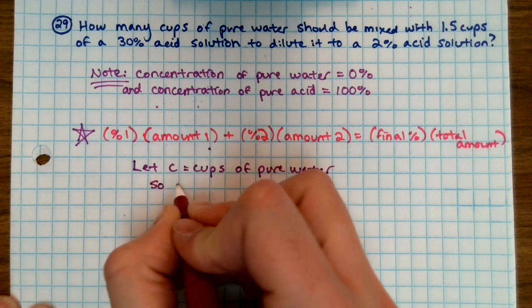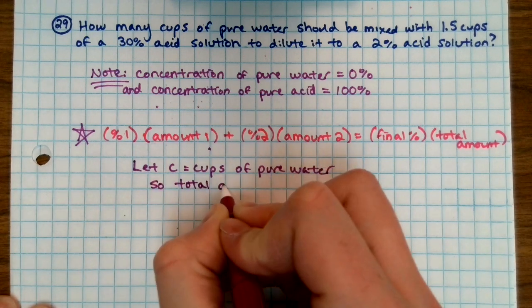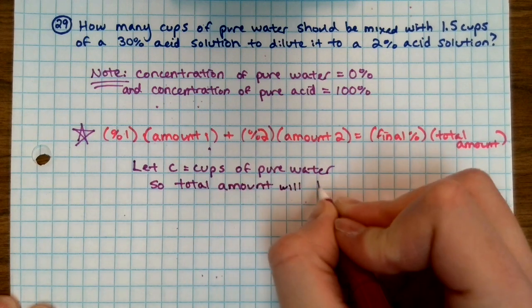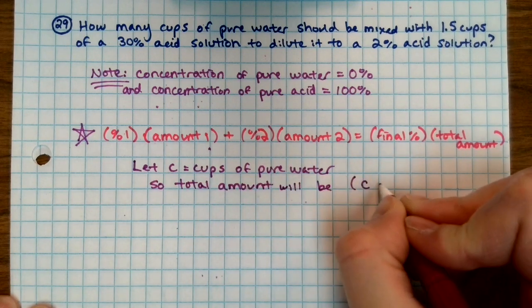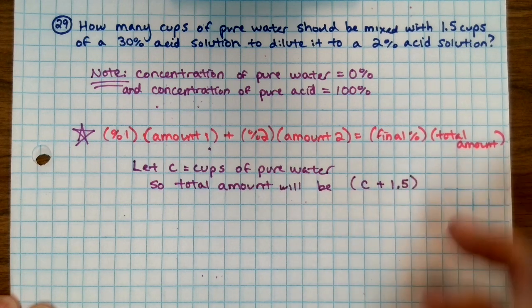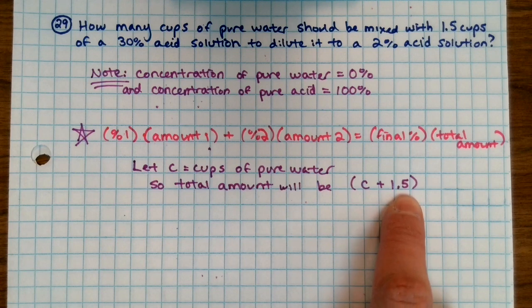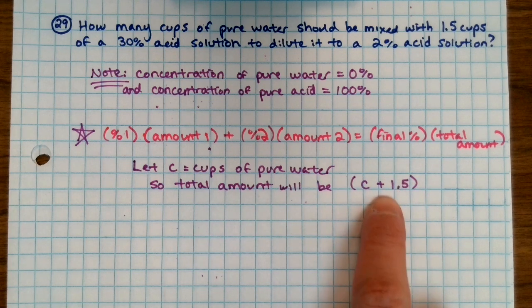So our total solution, or our total amount, will be C plus 1.5, because again, C is the cups of water, and we already know we're going to be mixing 1.5 cups of that 30% solution with however many cups of water. So this is going to be the total amount.